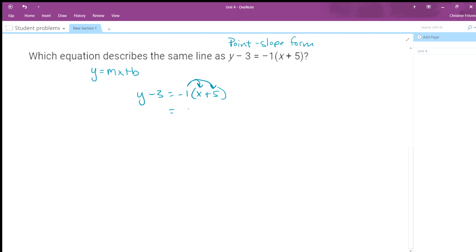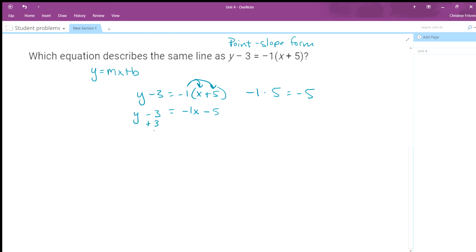So that's going to be -1x minus 5, because -1 times a positive 5 will give us a -5. Okay, and then we have our y minus 3. We didn't do anything to the left side. So now we can look at the -3 and we can use inverse operations. The opposite of subtraction is addition, so we can add 3.